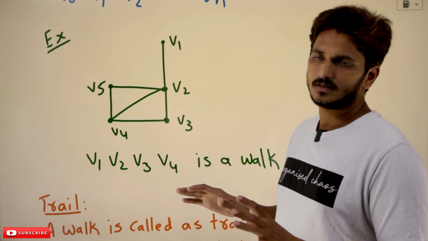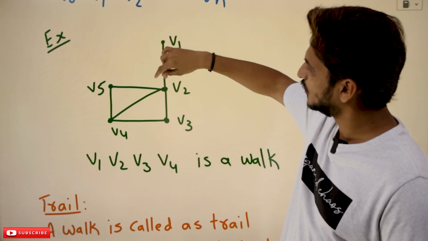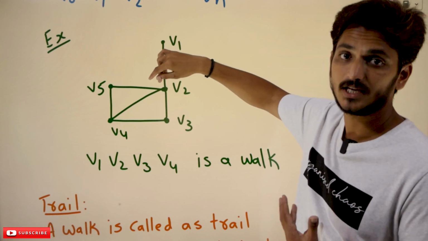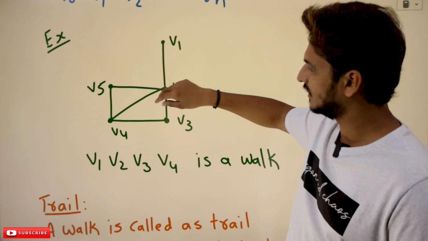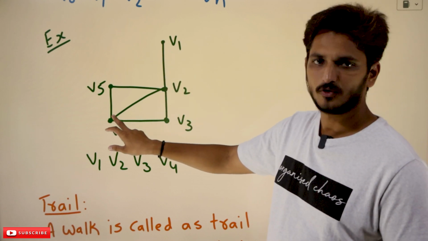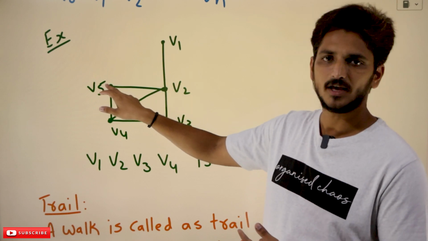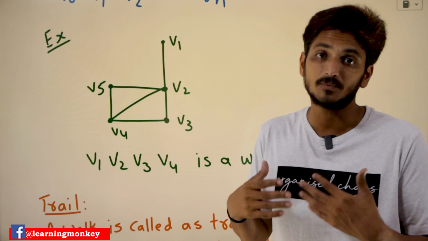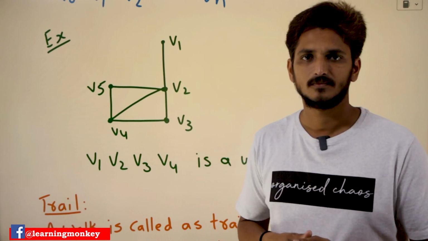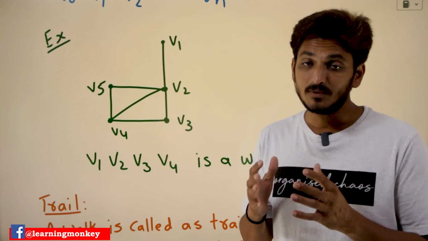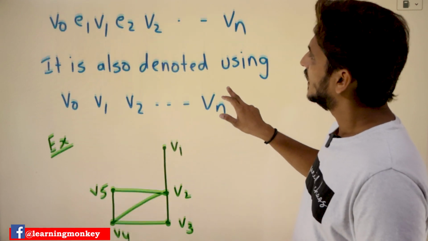Walk means, when you start here at V1, from here we move to V2, then we say it is a walk. We are walking on the graph. From V2 we move to V3, V3 we move to V4, V4 we move to V2 again, then we move to V5. This sequence of steps we have taken on the graph, we call it a walk.